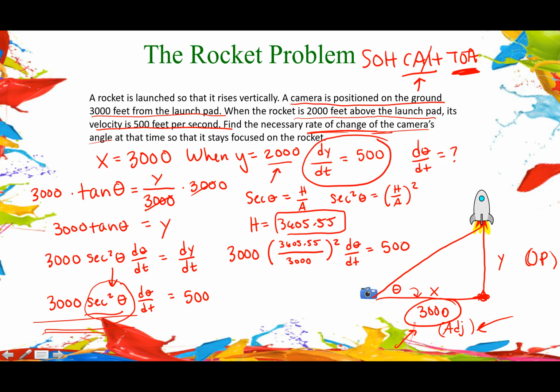All right, we're really close now. I do this in my calculator, and I get 1.44. So doing this whole thing right here, that gives me 1.4444. So I have 3,000 times 1.44444 d theta dt equals 500. Okay, now I need to solve for d theta dt, so I'm going to divide by this 3,000 times 1.444 on both sides.